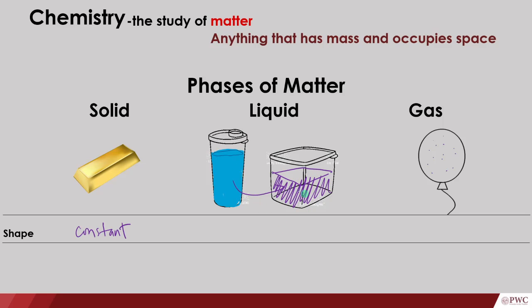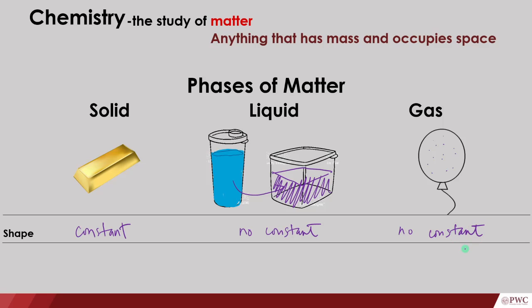So it can flow and change shape depending on the container. So again, for liquid, no constant shape. And the same thing for gases. Of course, gases, their shapes are very flexible, so their shapes depend on the container. So gases have no constant shape.